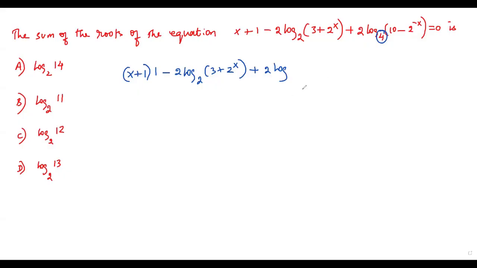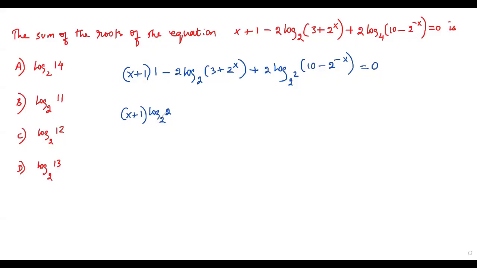Actually, it's a power of 2. Since 4 is a power of 2, this 4 can be written as 2 squared, log of (10 − 2^(−x)) = 0. Okay, here let me write x + 1. Now I'm going to write this 1 in terms of a logarithm, that is, log base 2 of 2.